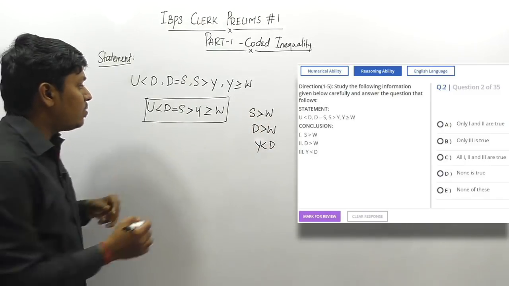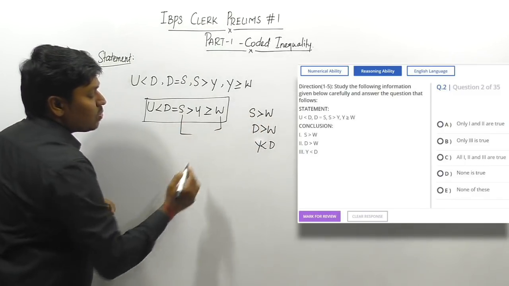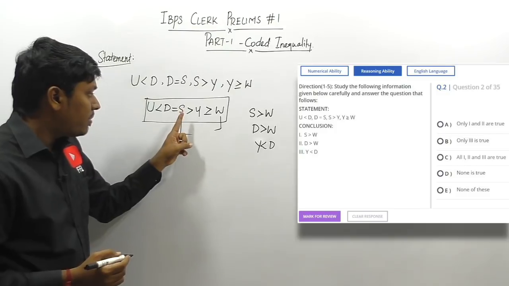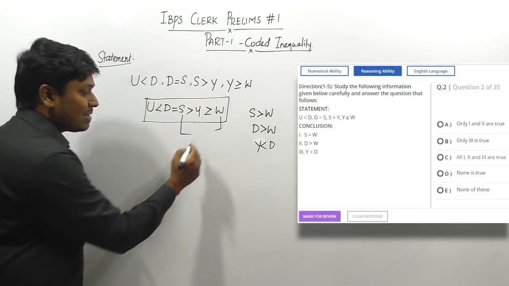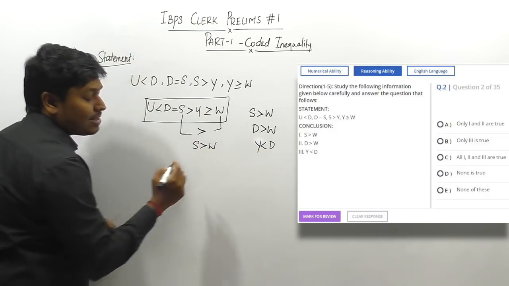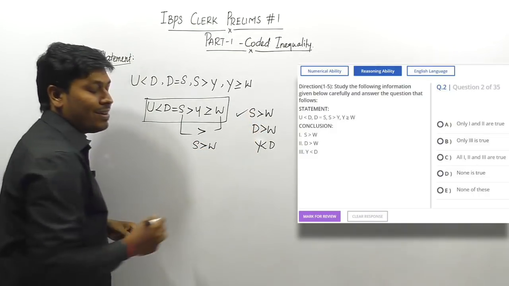S greater than W. So we need to compare S and W. While comparing S and W, we have 2 symbols. One is greater than and the other is greater than or equal to. So the common symbol out of both is greater than. So we can say that S greater than W is true. So conclusion number 1 is true.